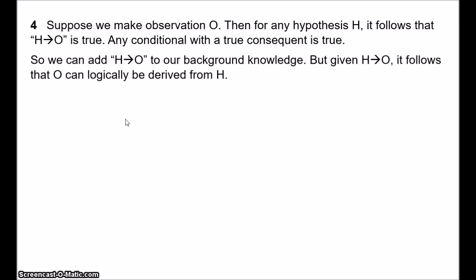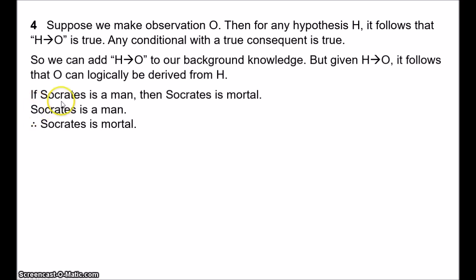But notice, given if H then O, given that this is part of our background knowledge, we can now logically derive O from H. So that's a simple argument, right? If Socrates is a man, then Socrates is mortal. Socrates is a man, therefore Socrates is mortal. It follows logically that Socrates is mortal from these two premises. So our hypothesis and observation have the same form. If H, then O. Okay. So if we also have the hypothesis H, we can logically derive O.